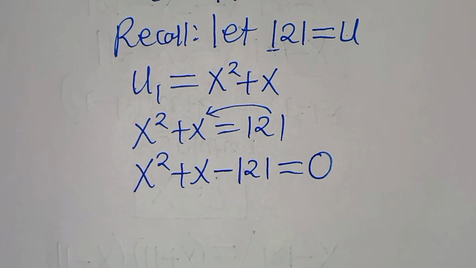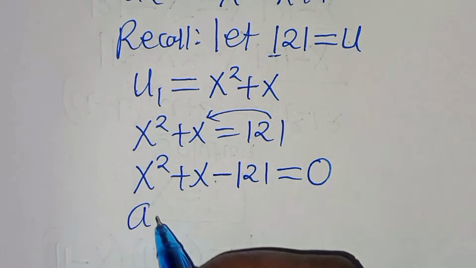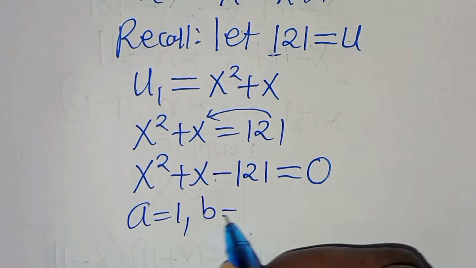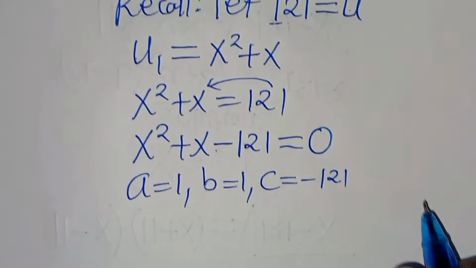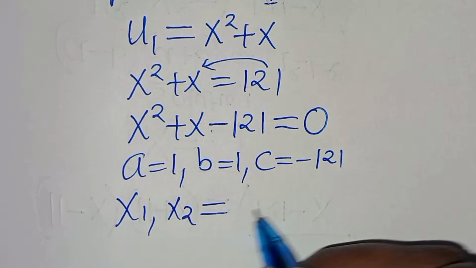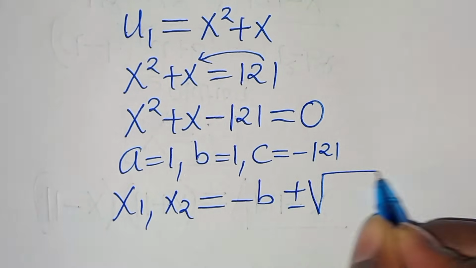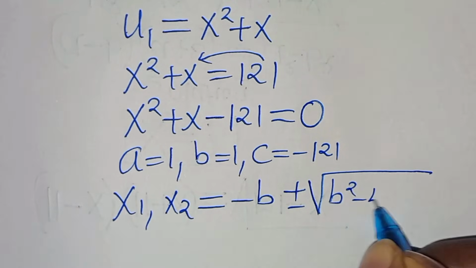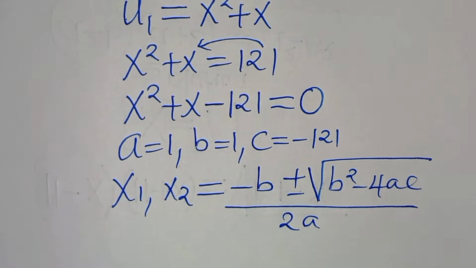Now, this is a quadratic equation where we have a is equal to 1, b is equal to 1, and c is equal to minus 121. So we can solve for x1, x2 by applying the quadratic formula here, which is minus b plus or minus the square root of b squared minus 4ac, everything here divided by 2 times a.